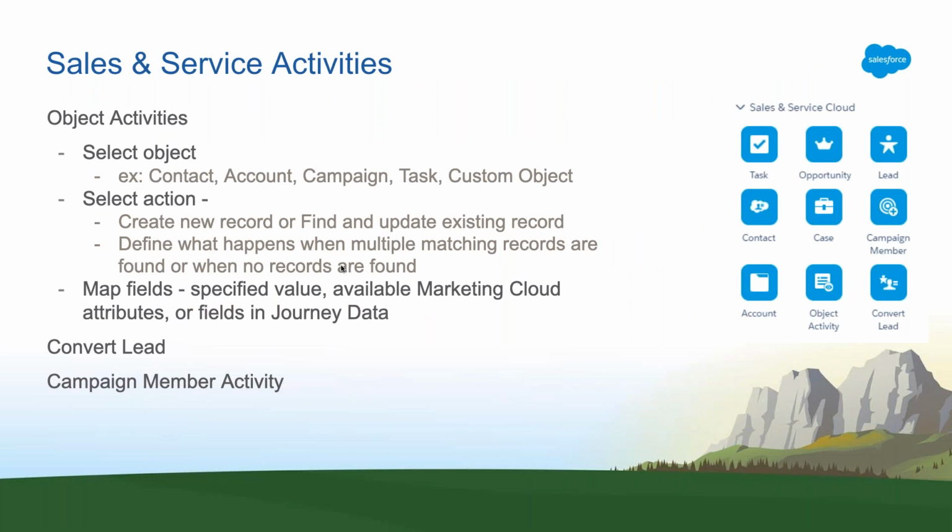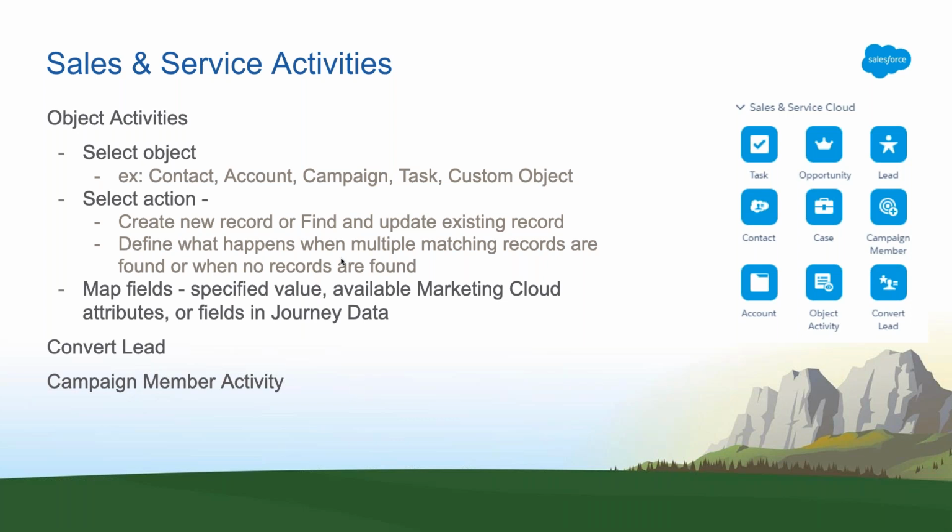The other type of activity that we're going to look at are the Sales and Service Cloud activities. Now, it really boils down to 3 different types. We've got object-related activities, convert lead, and campaign member activities. Convert lead does exactly what it sounds like. It allows a marketer to convert Sales and Service Cloud leads into a contact or an account. It also allows you to assign a lead owner, notify that person via email, and create opportunities.